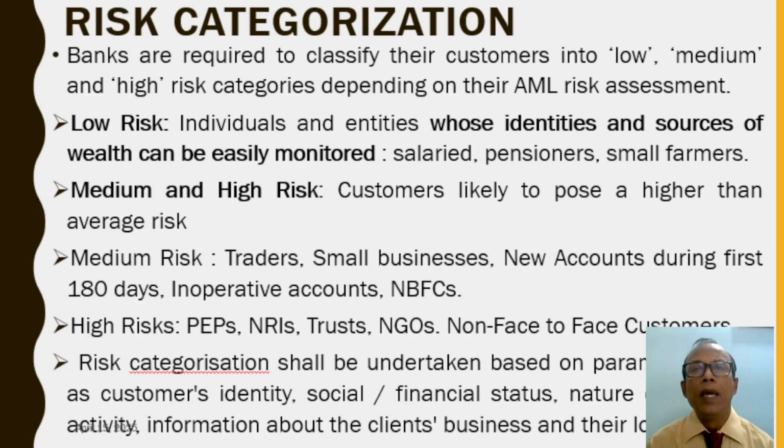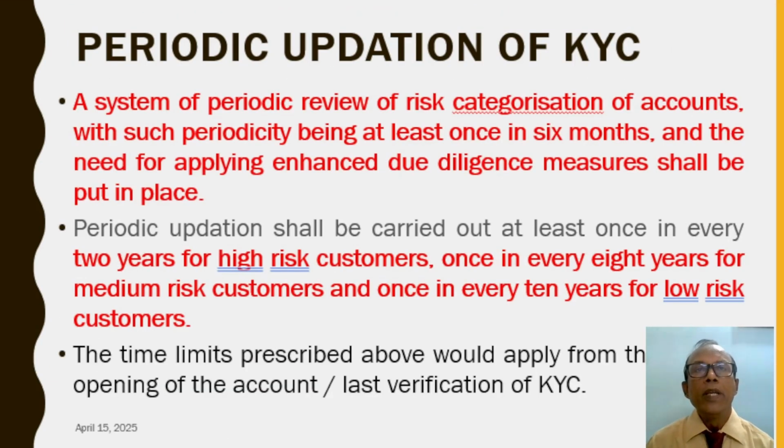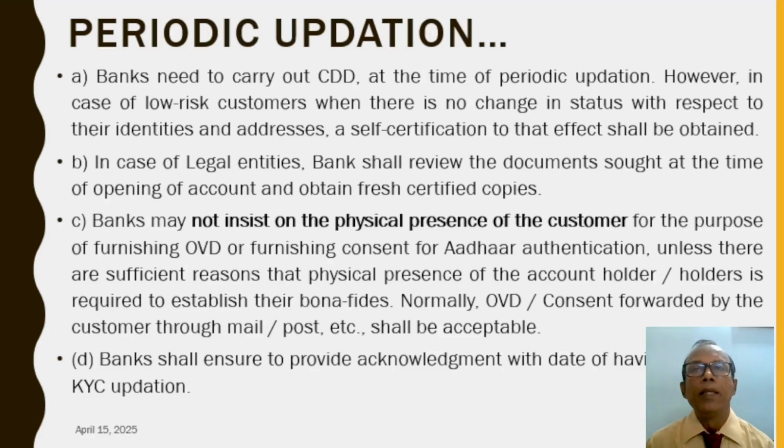Now, what is PEPs and non-face-to-face customer? That we'll understand in the subsequent slides. Periodic updation of KYC. Periodic review of risk categorization has to be done at least once in 6 months. Again, periodic updation of KYC and CDD of the customers shall be carried out at least once in every 2 years for high risk customers, once in every 8 years for medium risk customers, and once in every 10 years for low risk customers. However, low risk customers having no change in their identities and address can provide only self-certification to that effect.